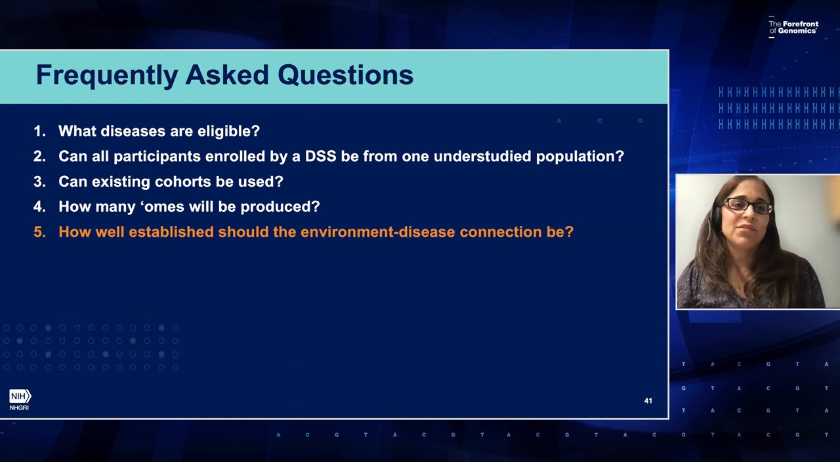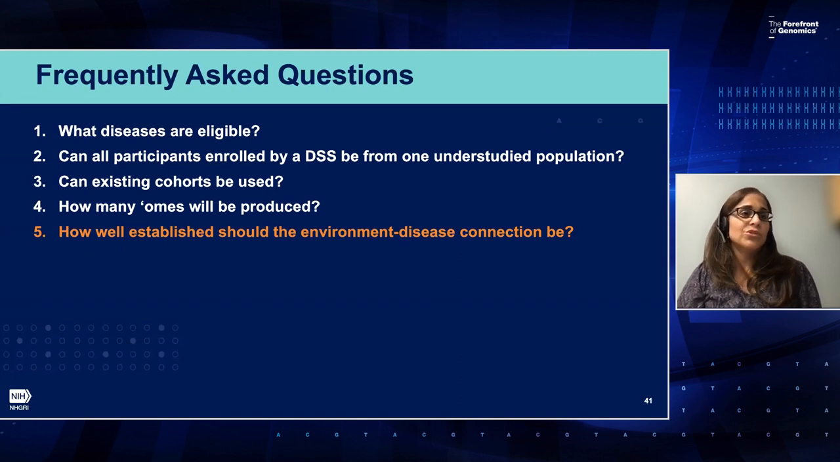Question number five, and we only have a few more frequently asked questions, and then I'll let Erin lead us. Question number five, how well established should the environment disease connection be? And here we do say very clearly that our program aims to integrate environmental exposure data. So disease areas that have a strong environmental component will be especially relevant. Now, if a DSS is planning to incorporate environmental exposure measures, there should be appropriate justification in terms of the preliminary data or extensive background literature to establish that connection between the environmental exposure and onset, progression, or severity of disease.